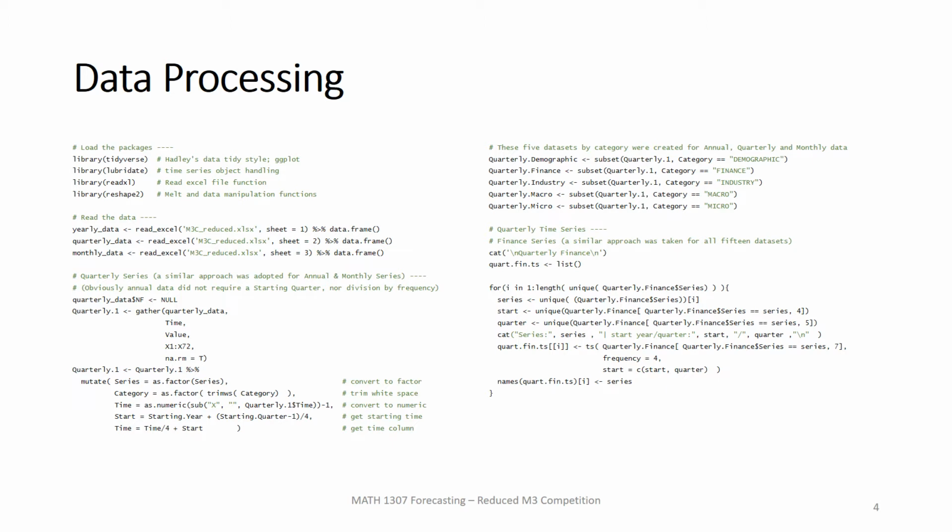The contemporary time period was calculated for each observation by subtracting 1 from the observation number, dividing by the frequency, and then adding to the starting time to present time as a decimal year. Each time frequency dataset was then subsetted by category to create 15 new data frames. The data frame was then converted to a list of each series, expressed as a time series object using a for loop. Quarterly financial data has been used as an example here.